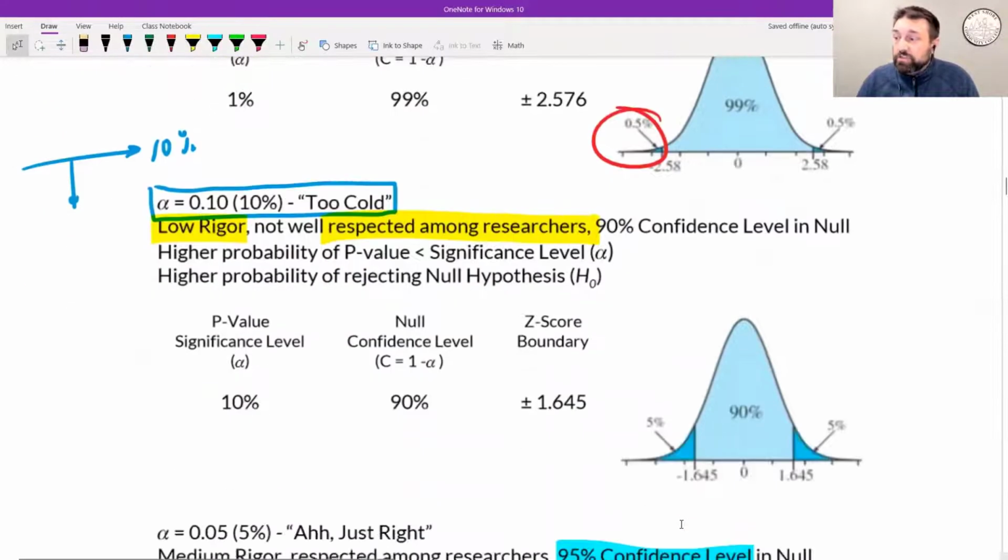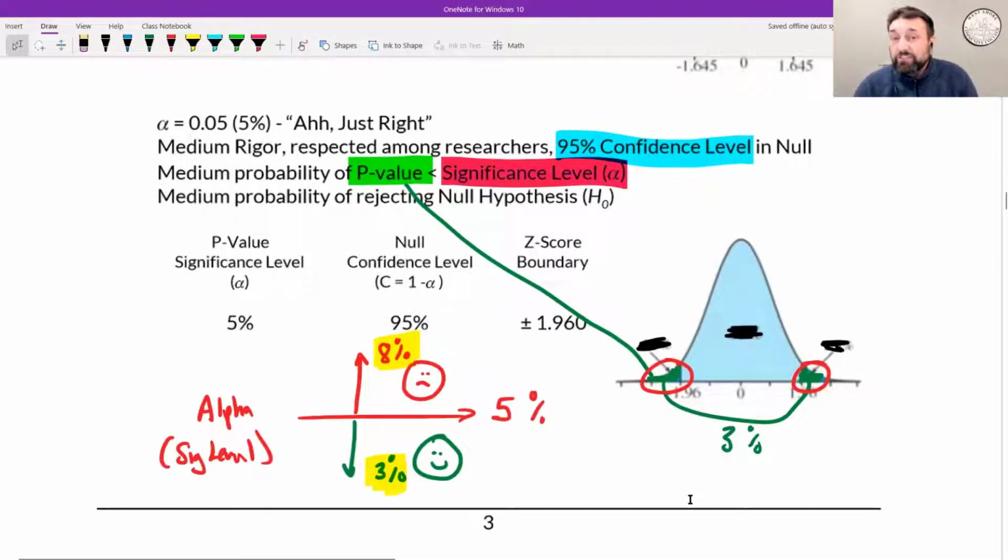So 1% is too difficult. 10% is not difficult enough. So our Goldilocks zone is 5%. This is that 95% confidence interval that we talked about earlier. There's a reason why we spent so much time talking about 95%, because that's the 5% alpha value. And so this is medium rigor, like it's not as tough as 1%, but it's tougher than 10%. And you got a pretty good probability of being able to reject the null. And so that's where we're going to settle on, this 5% threshold. And that's the threshold that we're going to be using for the most part moving forward for the class. Okay. It may change a little bit, but 5% is just right.